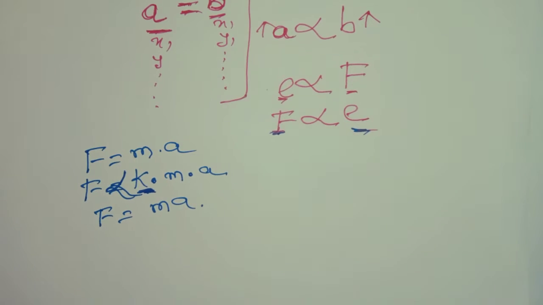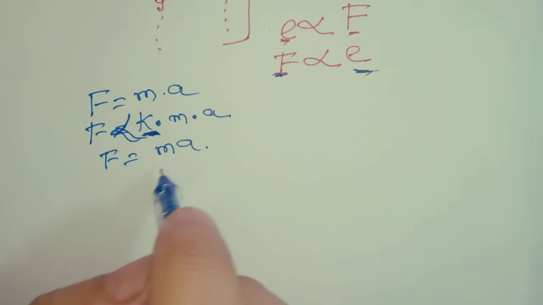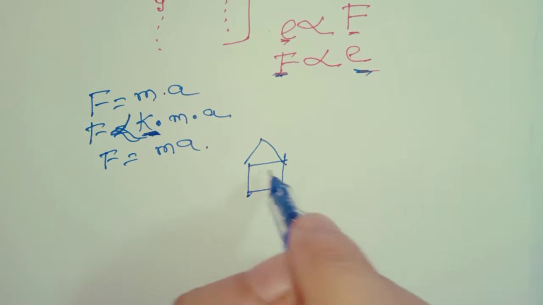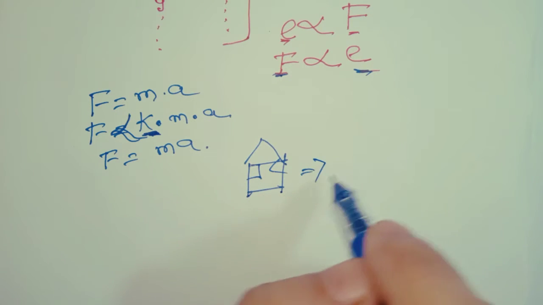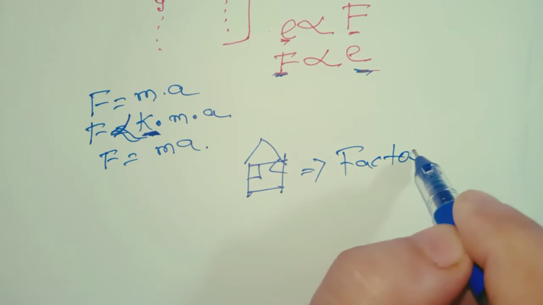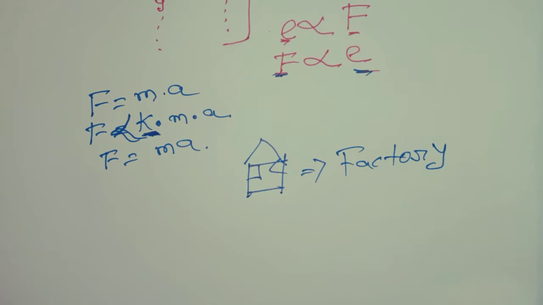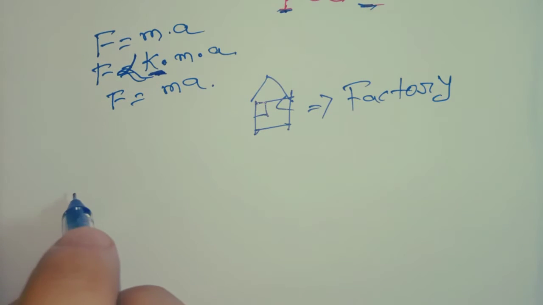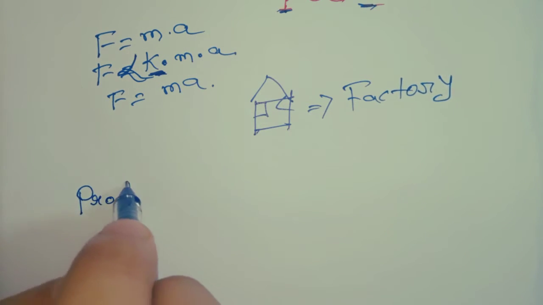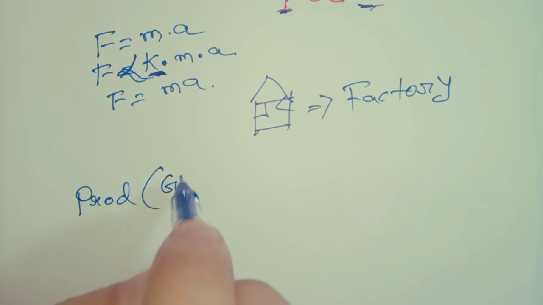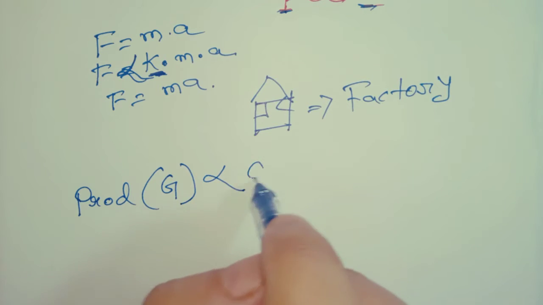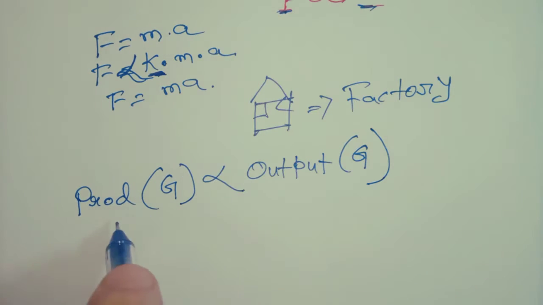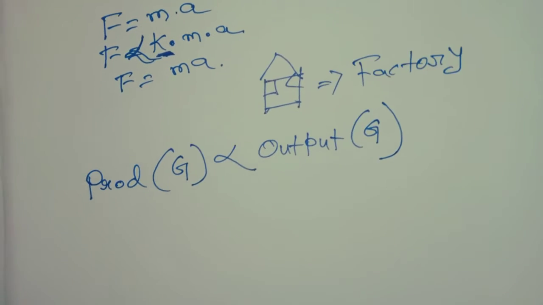Say, for example, there is a factory. Let us take a fresh example. This is just to give you a visual representation. This is a factory, and what we are doing is measuring the production against the output. If I take the production of glass, G, it is directly proportional to the output of glass, G. So the production is directly proportional to the output.